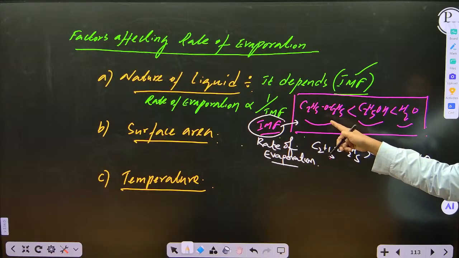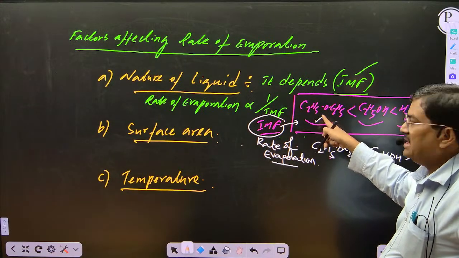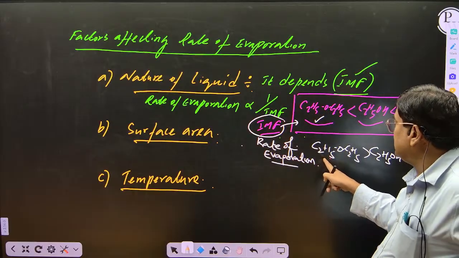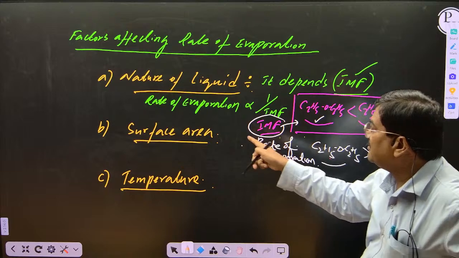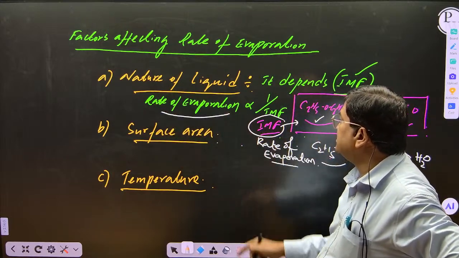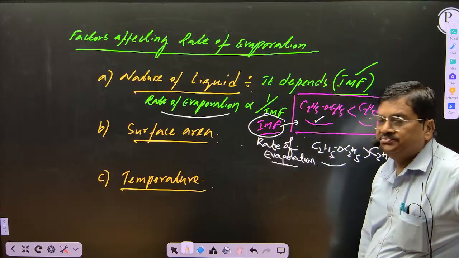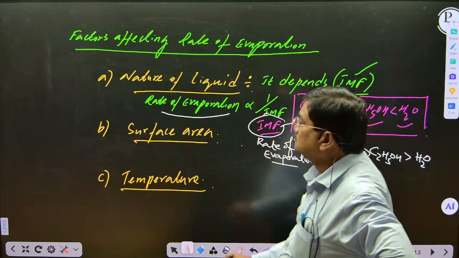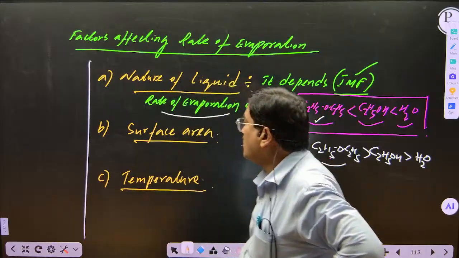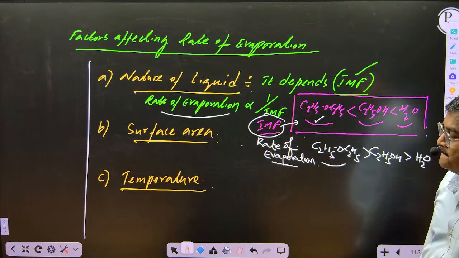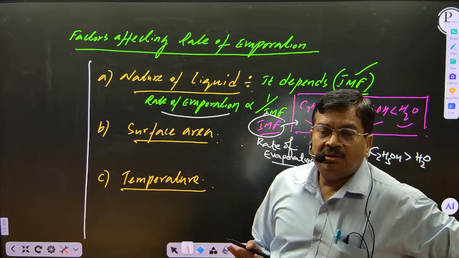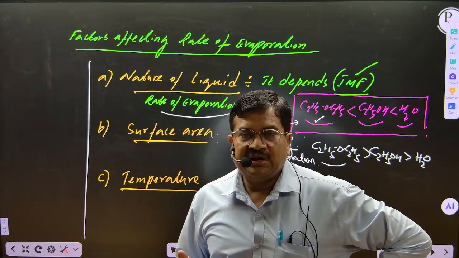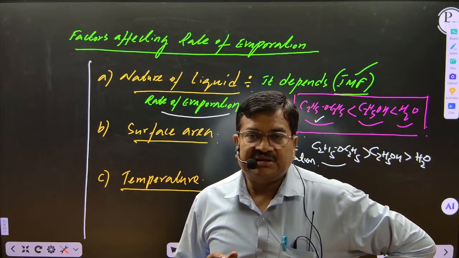Are you following? If intermolecular forces were asked, diethyl ether will be less. But if rate of evaporation were asked, diethyl ether will have more. That means how is the rate of evaporation related to intermolecular forces? Inversely related. Clear, understood, simple. So the more the intermolecular forces, the lesser the rate of evaporation, right?